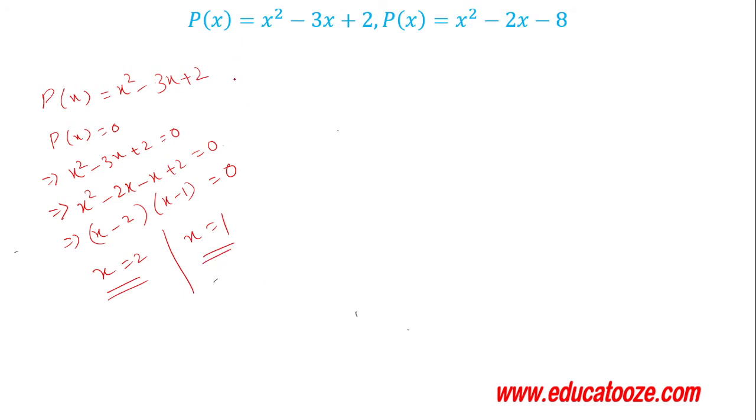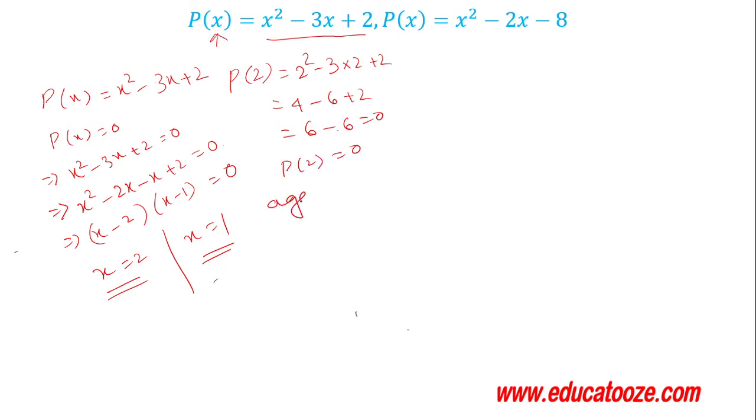Let us verify. P of 2: we need to put the value x equal to 2 in this example. 2 square minus 3 into 2 plus 2, that means 4 minus 6 plus 2, that means 6 minus 6 equal to 0. So p of 2 equal to 0. Again, p of 1 means 1 minus 3 plus 2. Put x equal to 1 in this example, and we get p of 1 equal to 0.